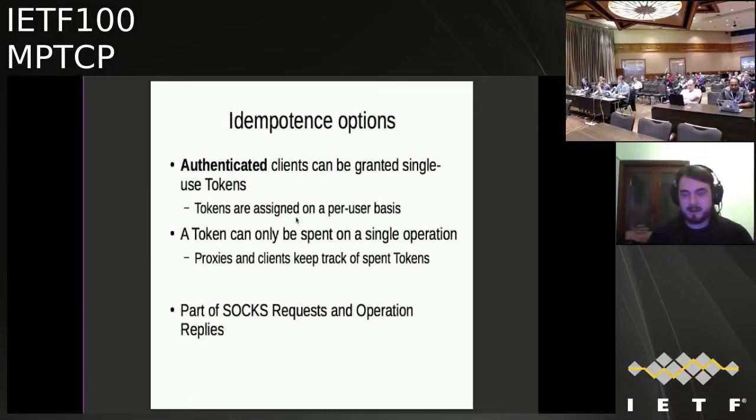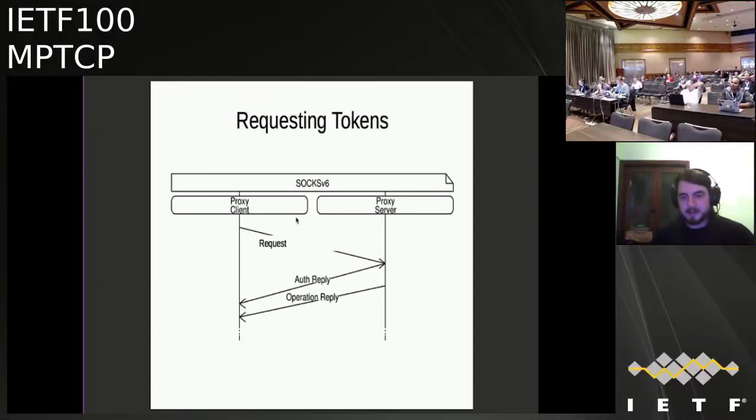So in order to do that, we've added some options that the clients can use to make the requests idempotent. So authenticated clients can be granted tokens that they afterwards spend on requests. So proxies actually allocate tokens on a per client basis. This whole negotiation is part of SOX requests and operation replies. So the authentication replies have nothing to do with it. So next slide, please. So the client starts by requesting some tokens. Here we've got the three SOX control messages, like the request, the authentication reply, and the operation reply. So next slide, please.